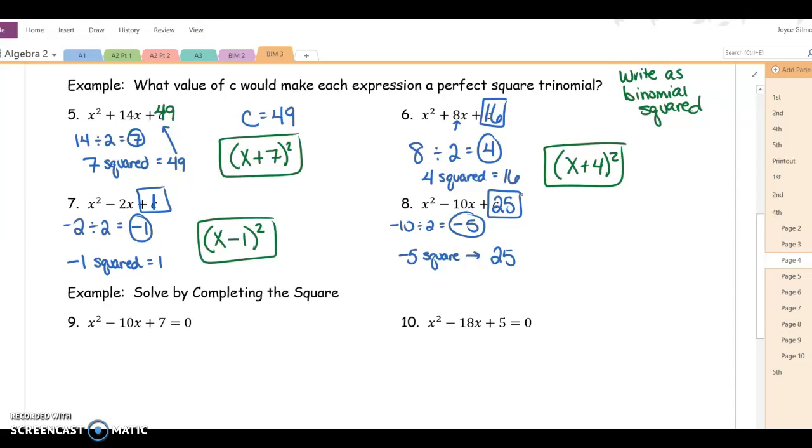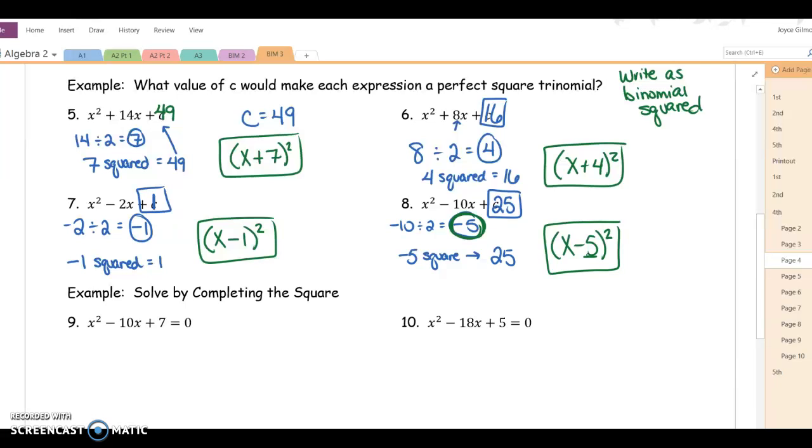Now, if I gave you the trinomial x squared minus 10x plus 25 and asked you to factor it, you would end up with negative 5 and negative 5, so your factored form would be x minus 5 squared. The shortcut is negative 5 is the key to both of those numbers. Negative 5 times 2 is negative 10. Negative 5 squared is positive 25. So negative 5 is what goes in that binomial squared.